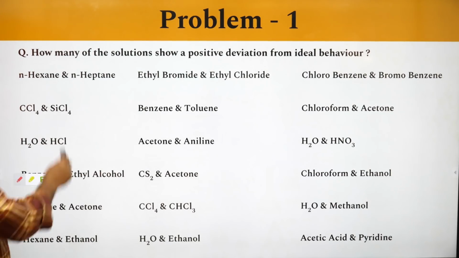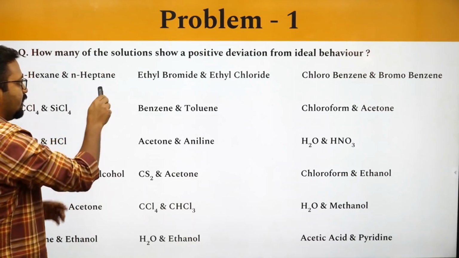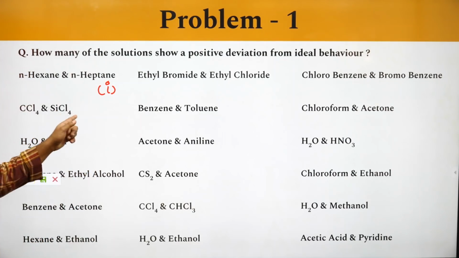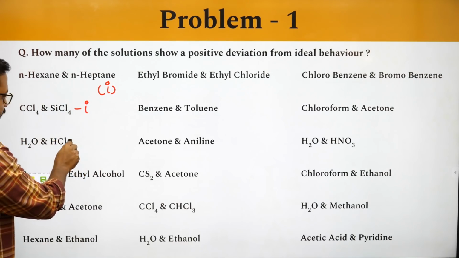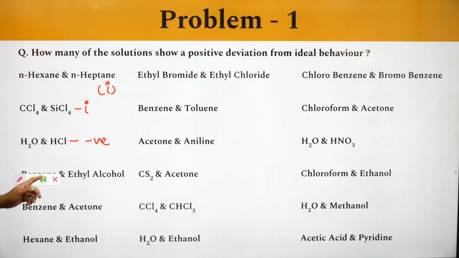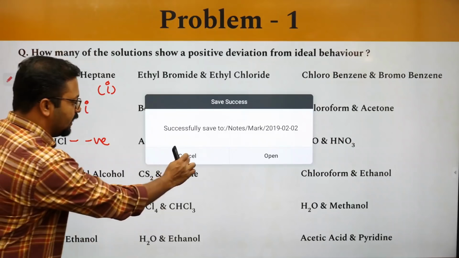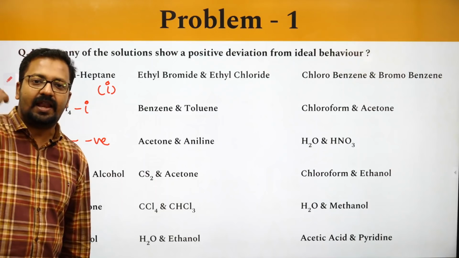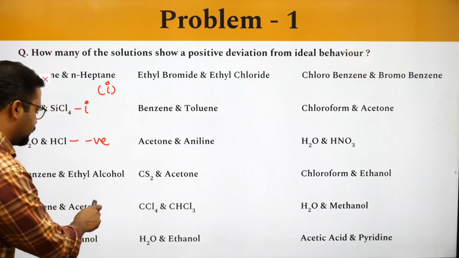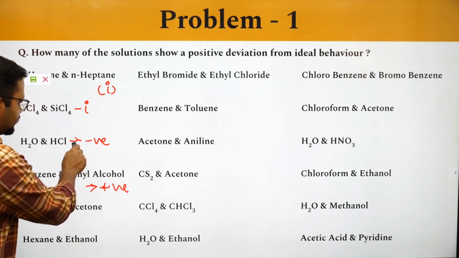सो N-hexane, N-heptane similar nature, ideal. CCl4, SiCl4, similar nature, ideal. H2O, HCl, negative. बेंजीन एंड इथाइल अल्कोहल, इथाइल अल्कोहल के बीच में बेंजीन आ गया, क्या होगा? अट्रैक्शन डिक्रीज कर जाएगा. इथाइल अल्कोहल विल बिकम सेपरेटेड फ्रॉम ईच अदर. सो दिस विल बी positive, this will be positive, this will be negative.